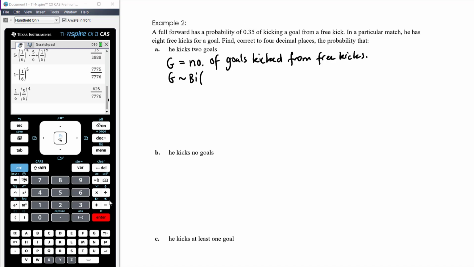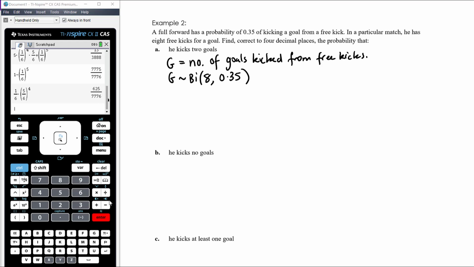So the first thing we need to list is n, which is the number of trials. In this case, that's the number of free kicks. He's got 8 free kicks for goal. And then p, the probability of success, the probability that he kicks the goal from the free kick, we know is 0.35. Okay, so that's our setup. Now we don't need to repeat that for any subsequent parts. Once we've set that up in the first part of the problem, we can understand that that can follow through.